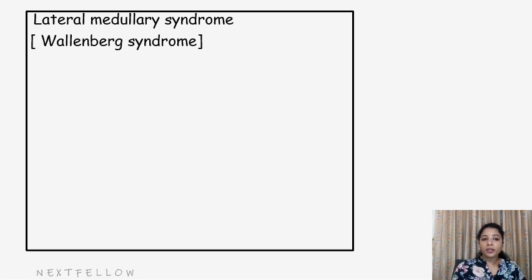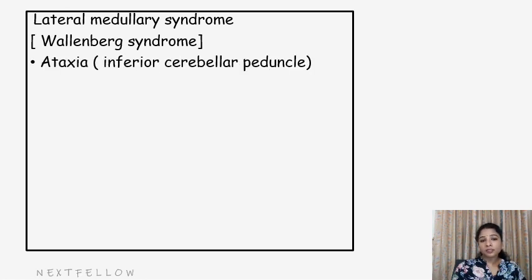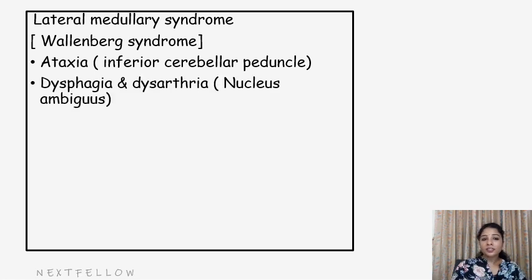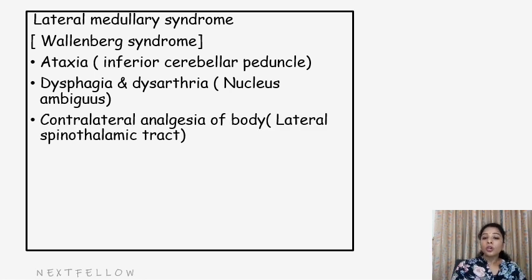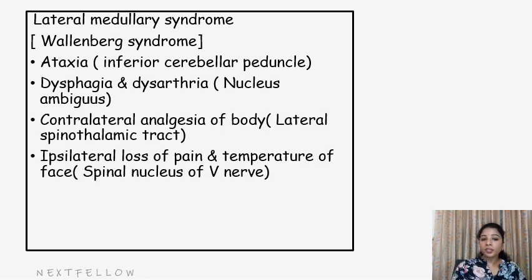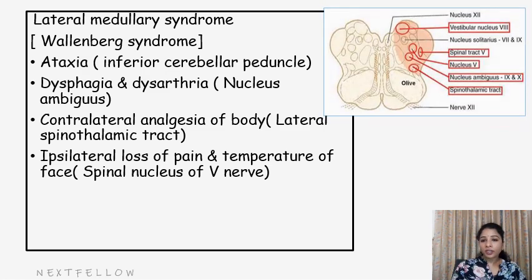Next, the lateral medullary syndrome, which is called Wallenberg syndrome. The symptoms: on the lateral side the vestibular nuclei are affected, so the inferior cerebellar peduncle is involved, causing ataxia. Dysphagia and dysarthria occur because the nucleus ambiguus is affected. There is contralateral analgesia of the body, from the lateral spinothalamic tract, and ipsilateral loss of pain and temperature of the face, from the spinal nucleus of the trigeminal nerve.